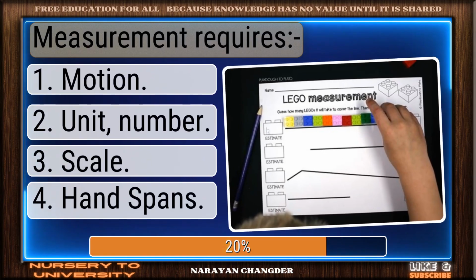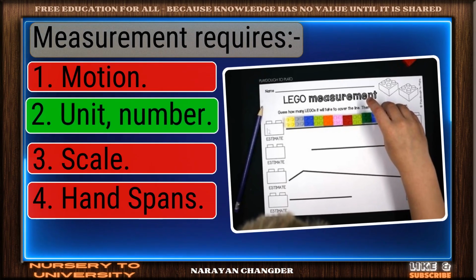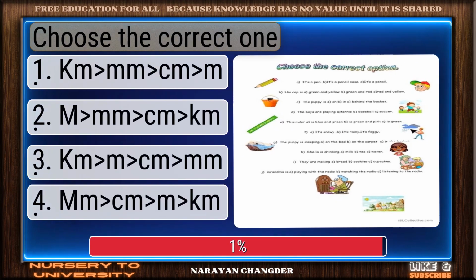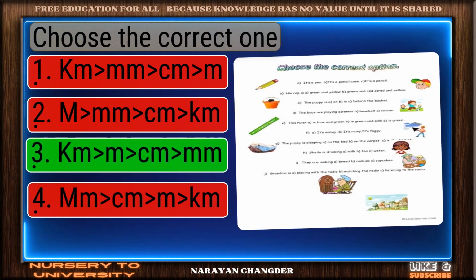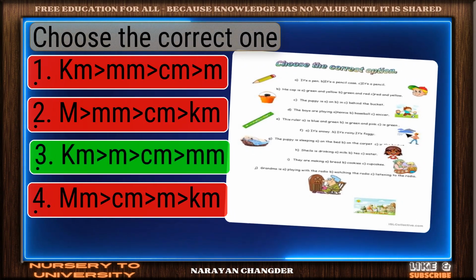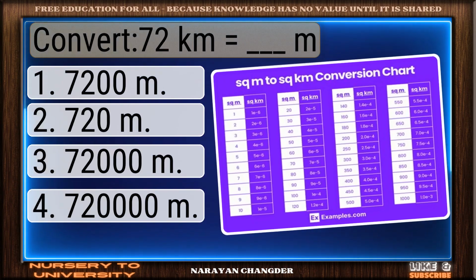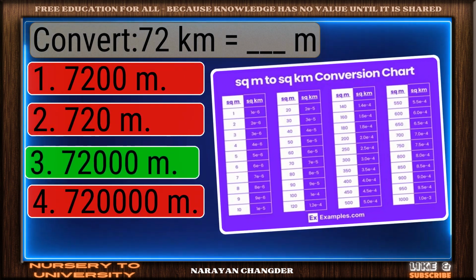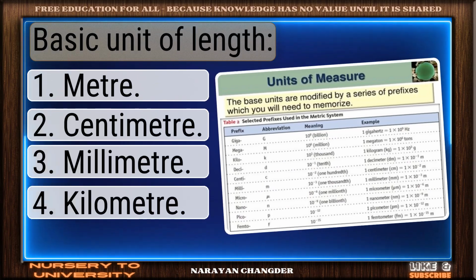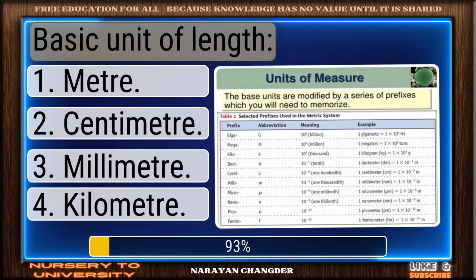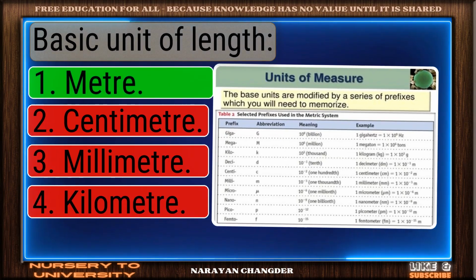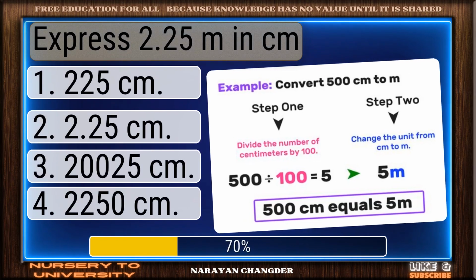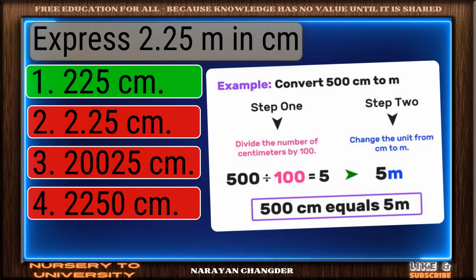Measurement requires. Valid point. Unit number is true. Choose the correct one. Nice work. You chose cm and cm and it is correct. Convert 72 km equal to dash m. Smart move. 72,000 m is an accurate answer. Basic unit of length. Good thinking. Meter is the right answer. Express 2 m in cm. 225 cm is the answer.